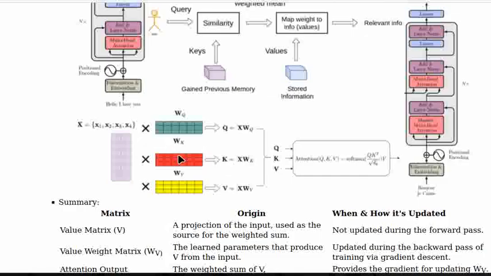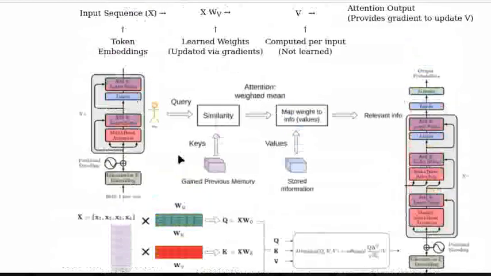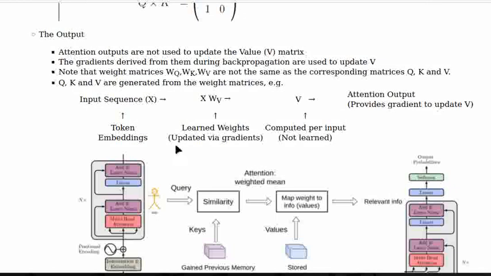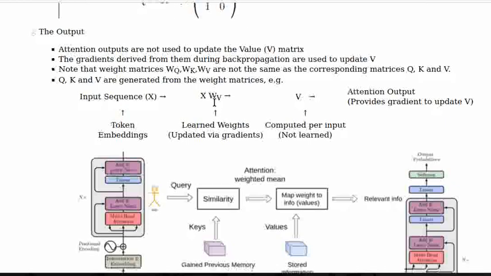The value, V, matrix is the source from which information is aggregated. It holds a transformed version of the input. The attention weights decide how much of each value vector to blend into the output for a given token. During the forward pass, the weight matrix WV, which produces V, is unchanged. It's a set of fixed numbers for that specific forward computation. The attention output is a weighted sum of V, but this operation does not change the WV matrix itself. The output is passed to the next layer.